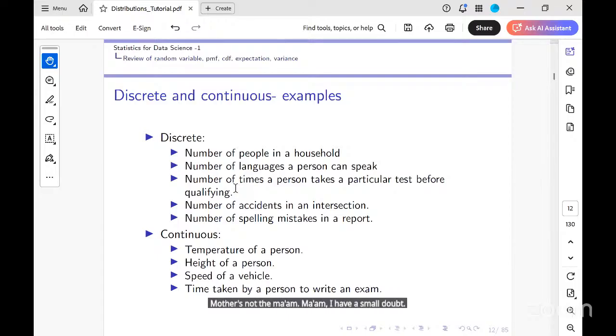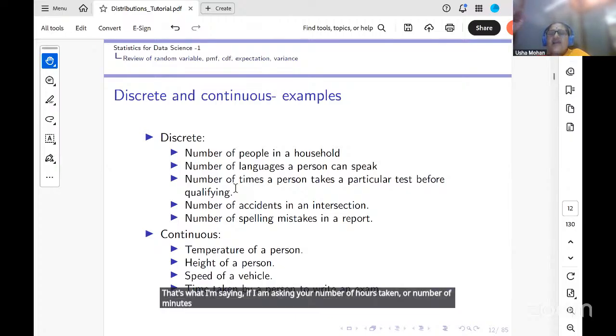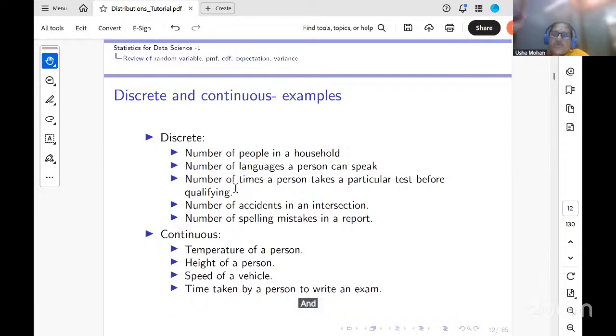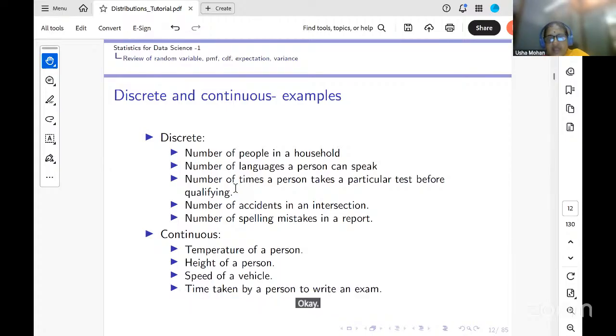Why is time taken a discrete value also, ma'am? That's what I'm saying. If I am asking you the number of hours taken or the number of minutes taken and it's discrete, then it is okay. Otherwise, if I am allowing a continuous total time taken, it could be anything between 0 and 10 hours or 0 and 100 hours. Okay, it is continuous. I'm measuring the time. Is that clear?